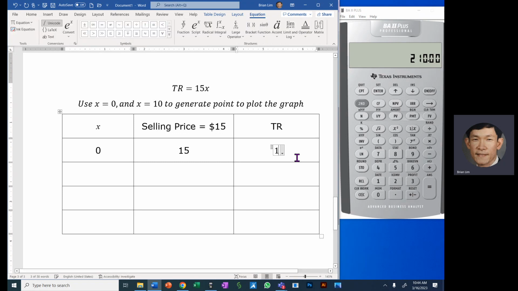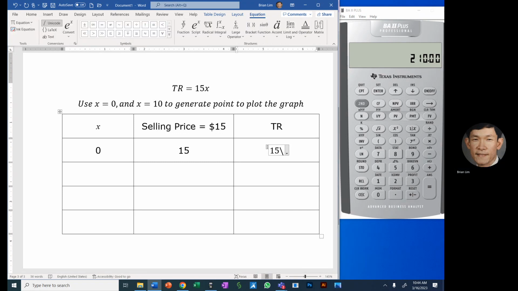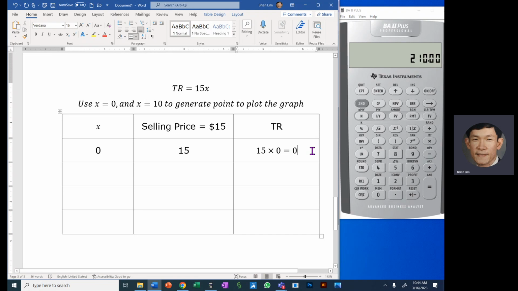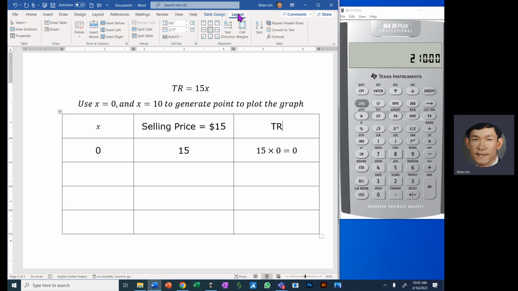Well, let's do this. 15 times 0. I hope it will be 0. Yes, it will be 0. Now we should put in one more part to the table. All right, table design, table layout.